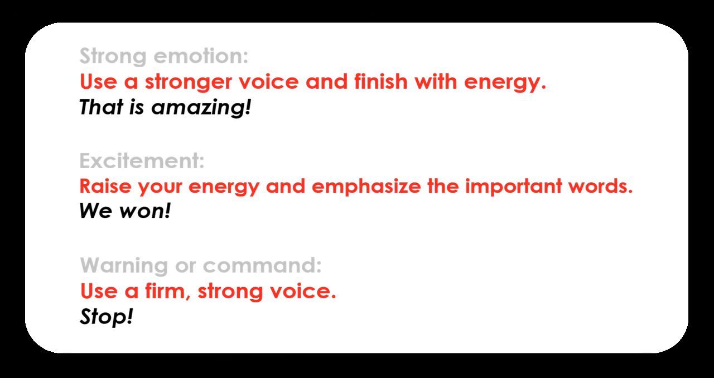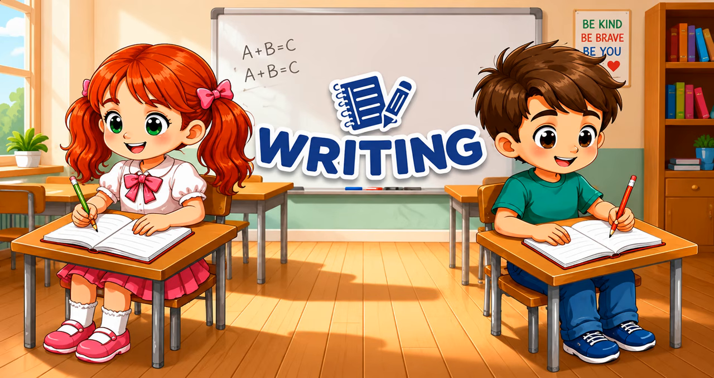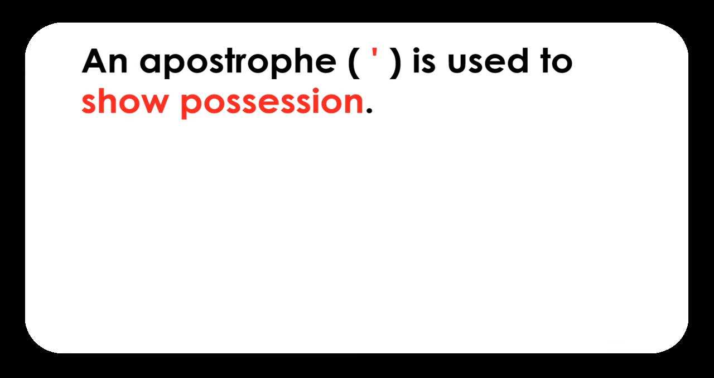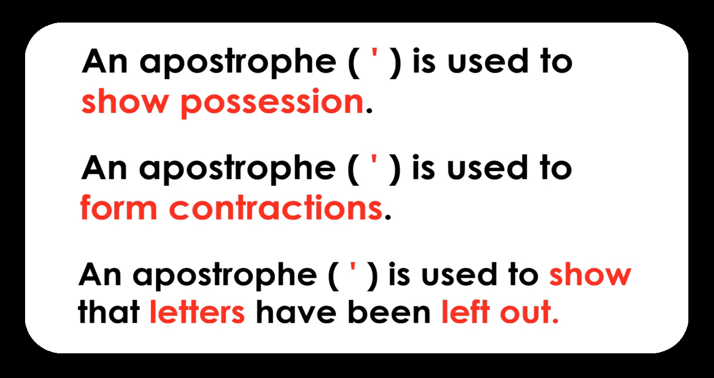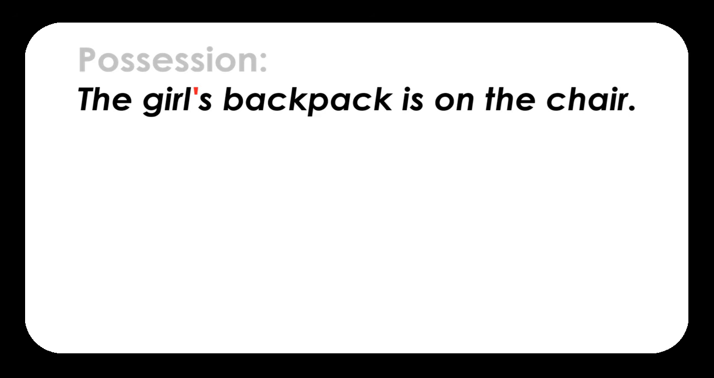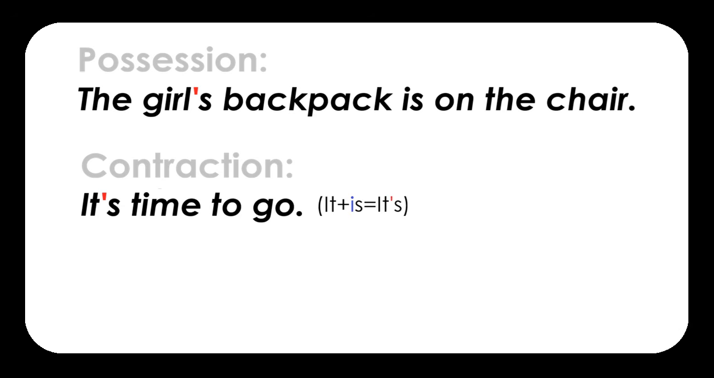For example, stop! Apostrophe. An apostrophe. It is an apostrophe. Let's look at how an apostrophe is used in writing. An apostrophe is used to show possession, to form contractions, and to show that letters have been left out. For example, the girl's backpack is on the chair. Girl apostrophe s.